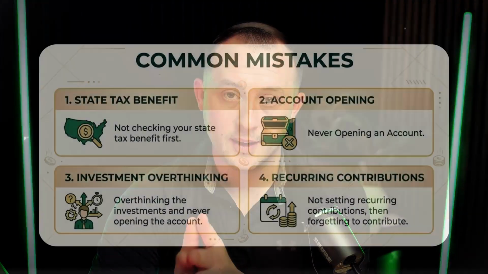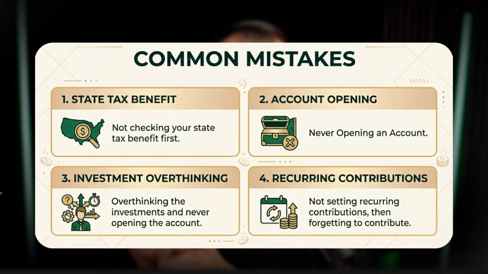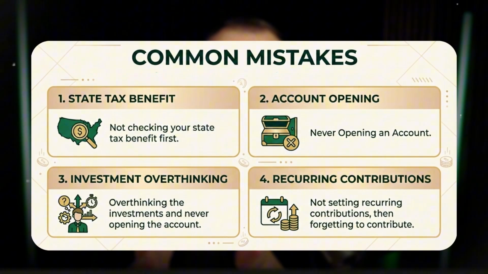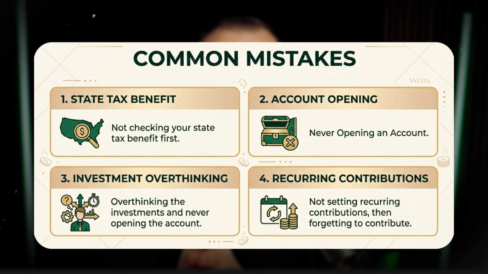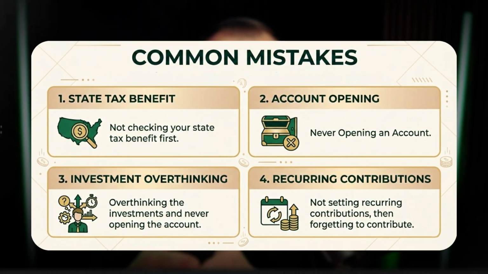Now, before you go, here are the mistakes that cause regret. Number one, not checking your state tax benefit first. An example is here in Iowa, we can get a deduction for contributing to our state's 529 plan instead of Fidelity's. It just saves a little bit on state taxes. Number two, never opening an account to begin with. Number three, overthinking the investments. Make it simple, choose one, stick with it. You can always invest in something else down the road and then sell and trade.